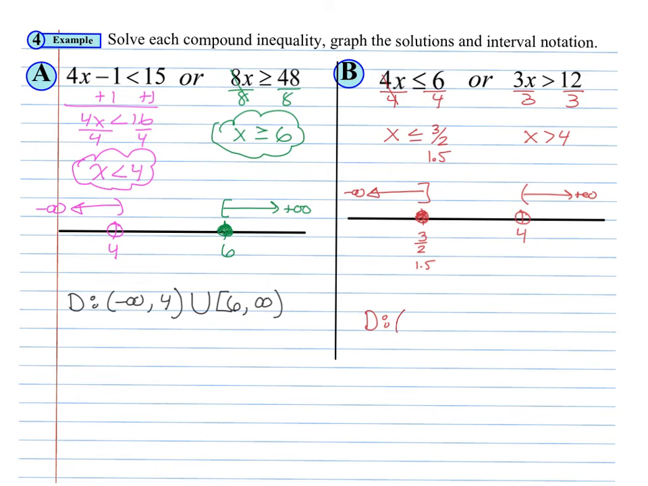So we're going to have from negative infinity, which is our smaller numbers, all the way to 3/2 or 1.5, including, that's why we put a bracket, union, parentheses, 4 to positive infinity. And again, the 4 has parentheses because there is no equal.